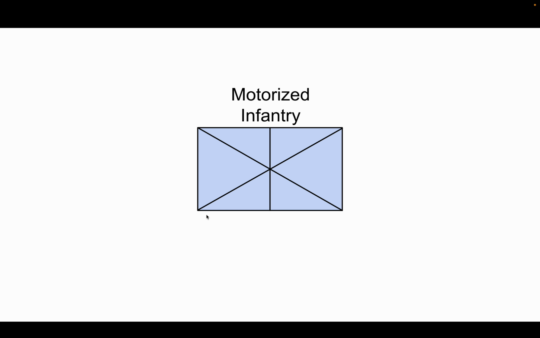And then there's motorized infantry, which is just a variation of infantry, the same cross with a line through it. And then mechanized infantry is similar, but because it has more armored units in it, you have that oval that is used to represent tanks and armored units on top of the infantry.